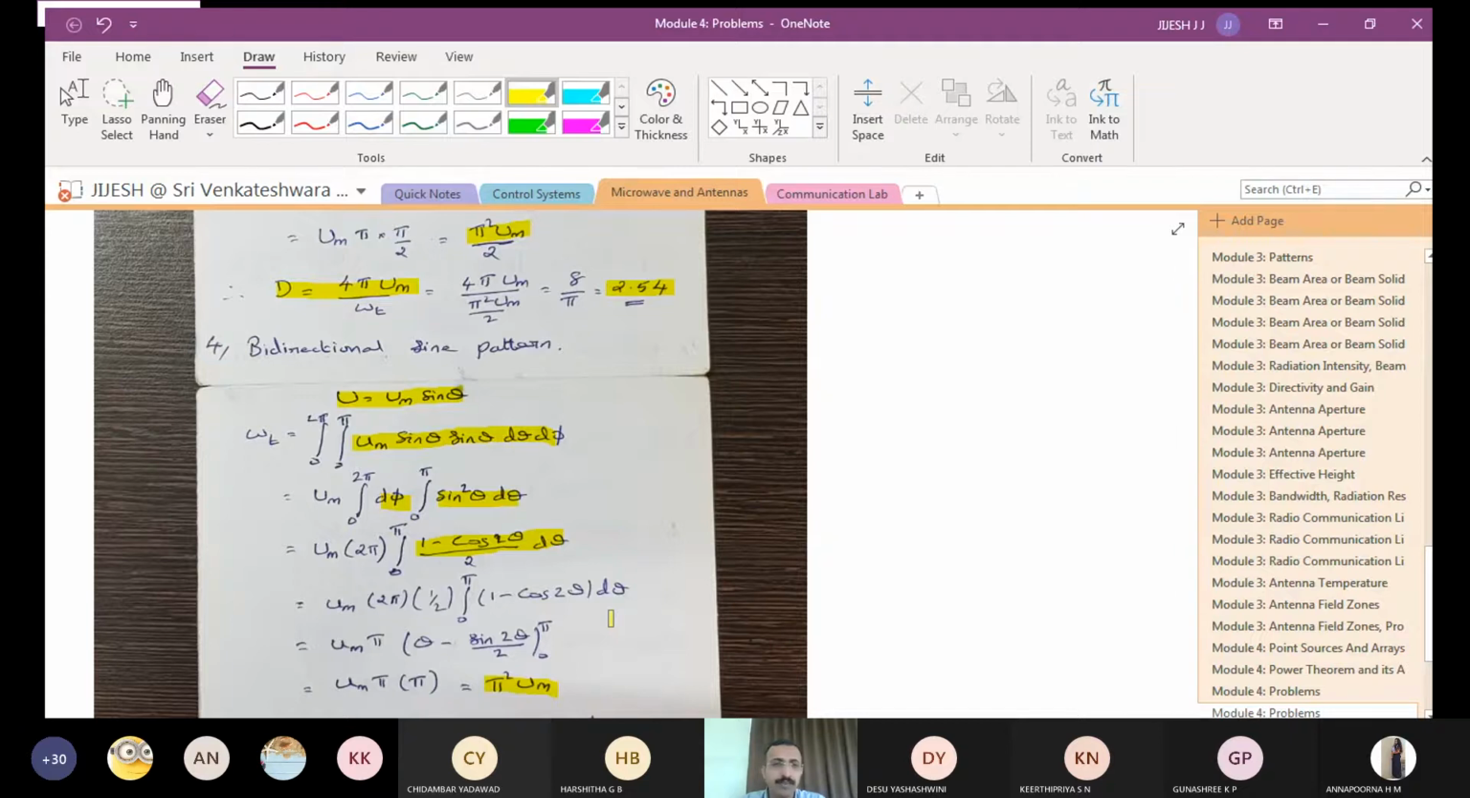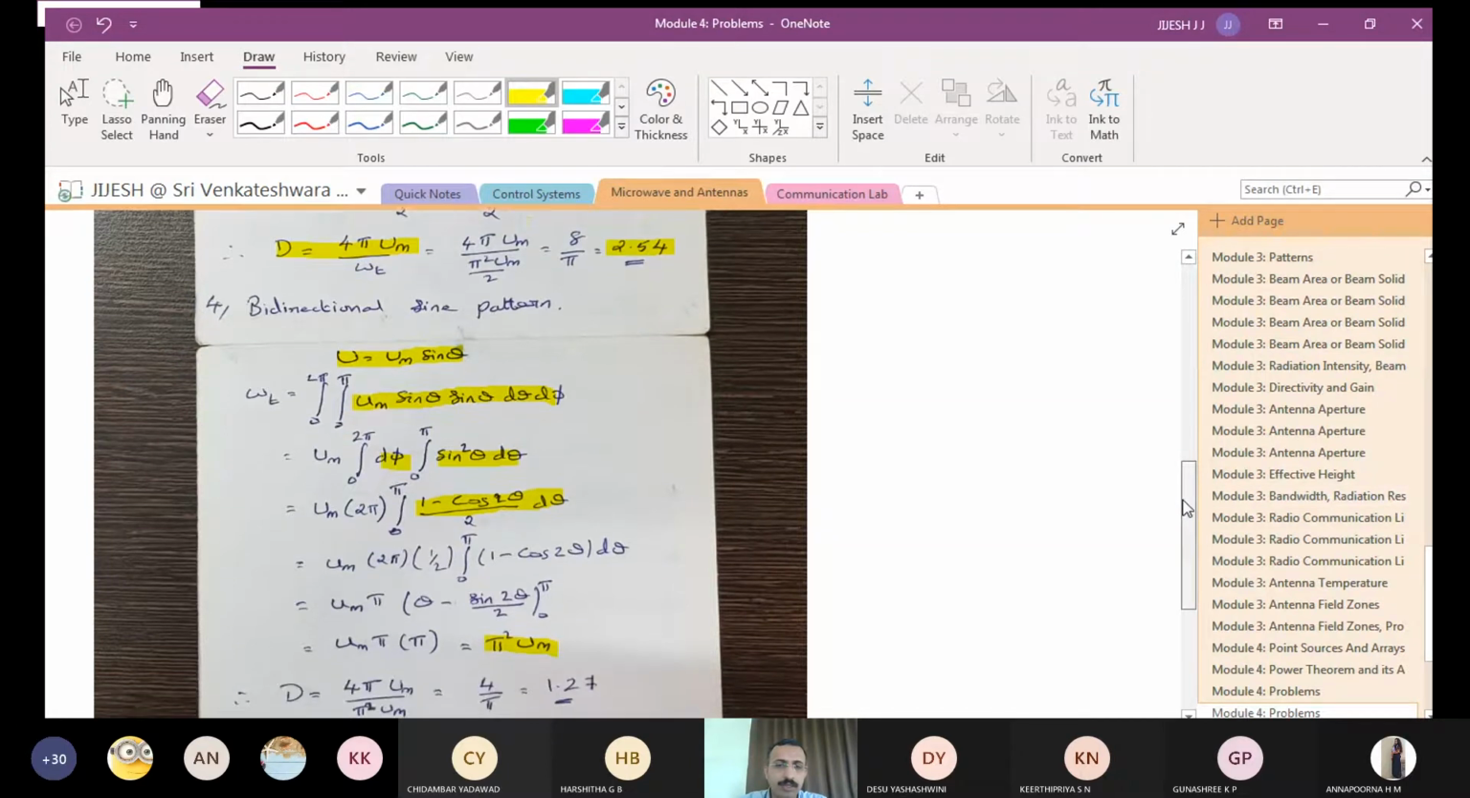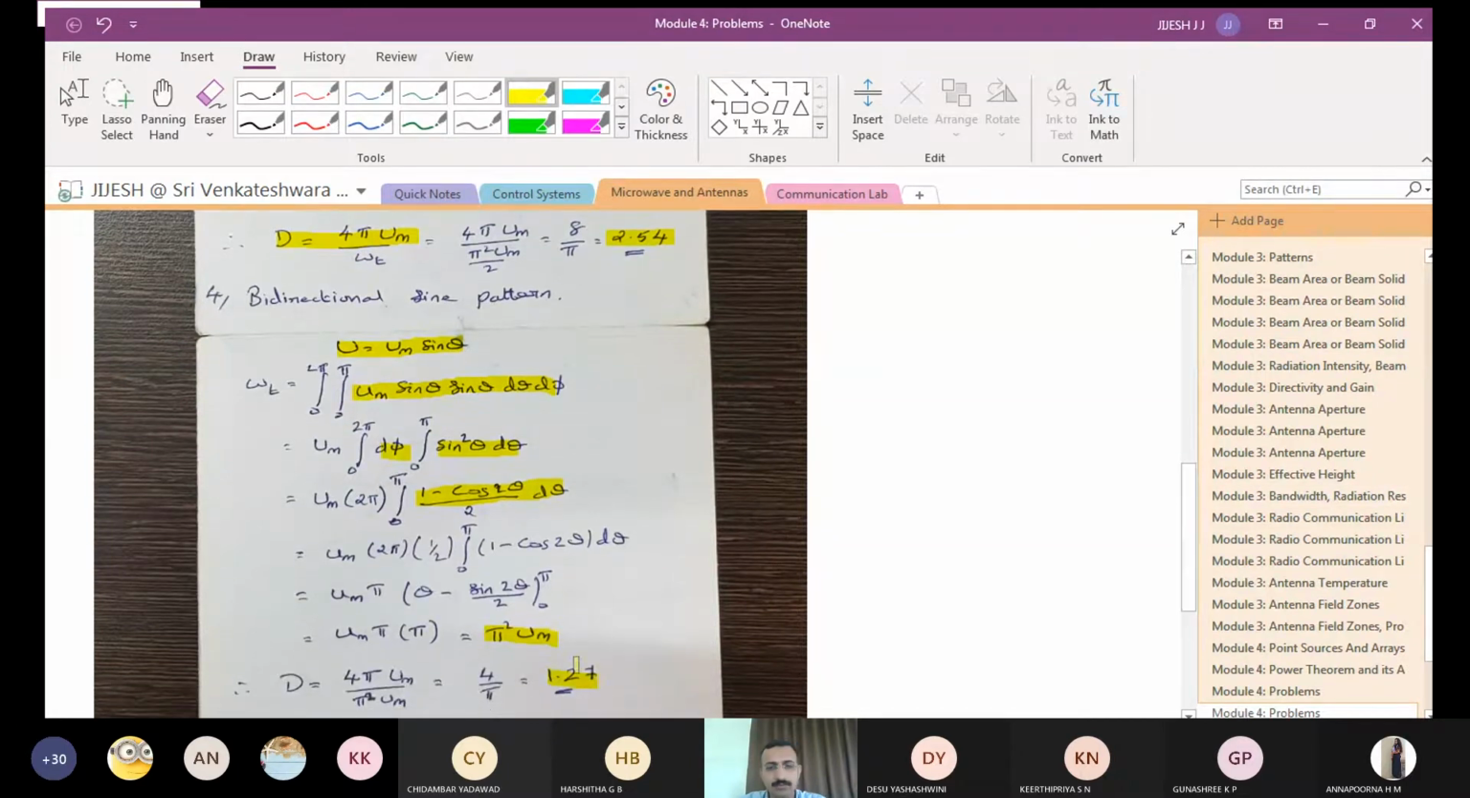So what is the directivity you are going to get? You need to substitute W_t: 4 pi divided by W_t. So pi will get cancelled. So you will be getting 4 divided by pi. It's very simple. 4 divided by pi, you will get 1.27. So you'll get directivity as 1.27. That is the directivity for the bidirectional sine pattern.